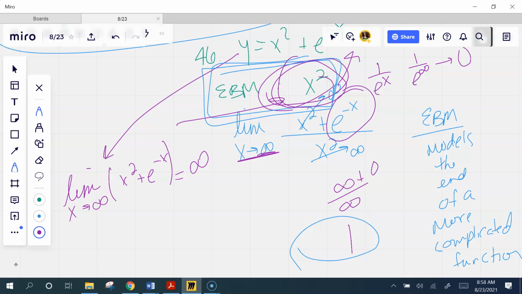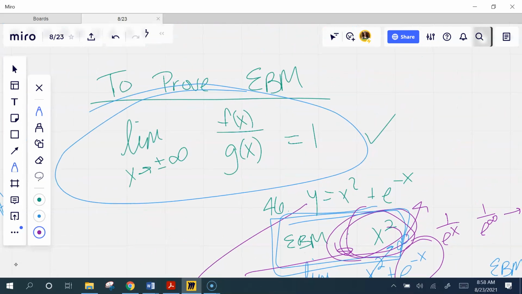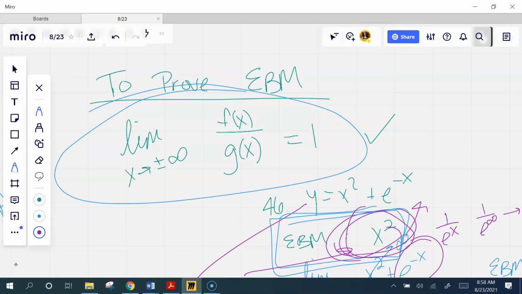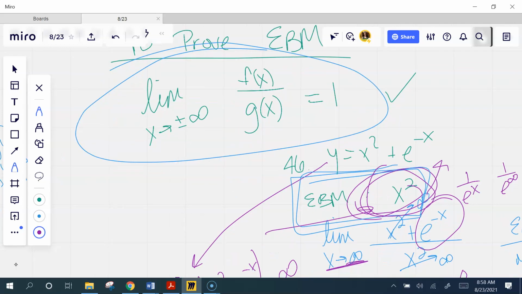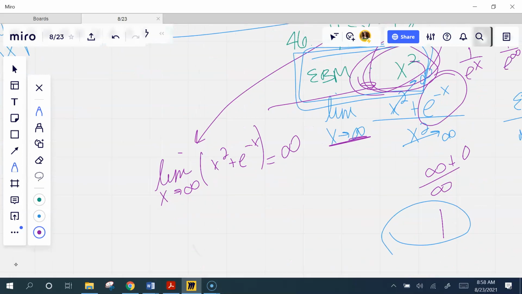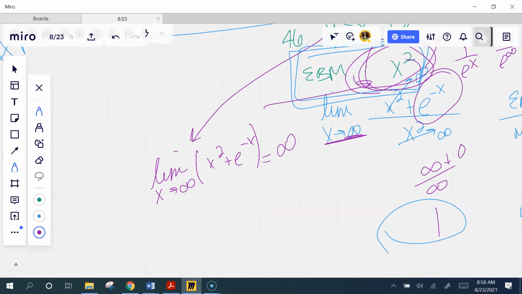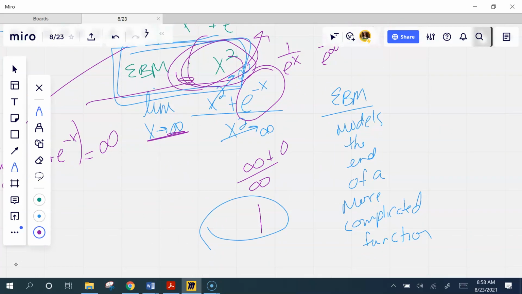Does that make sense? This is the proof. Dividing them, it goes to 1 as you get to infinity. If that works, then use g of x to predict what f of x is going to do. Let's do another. Oh, you're talking about over here? Exactly.